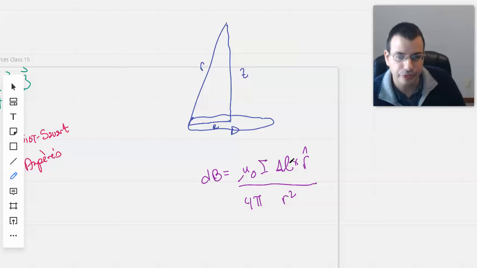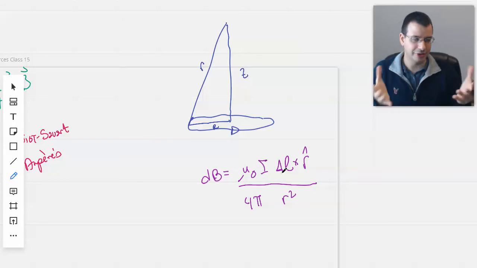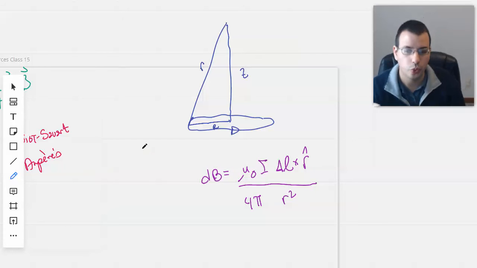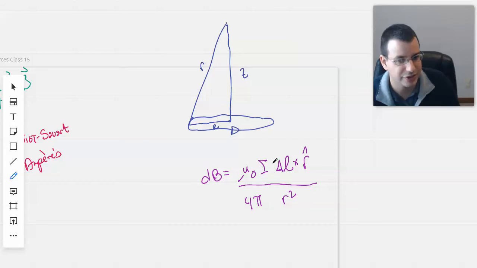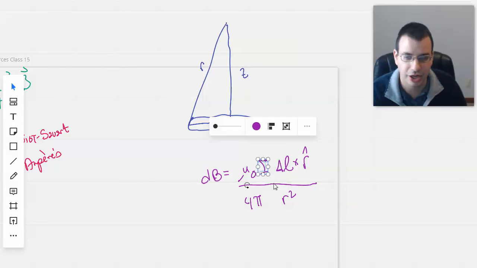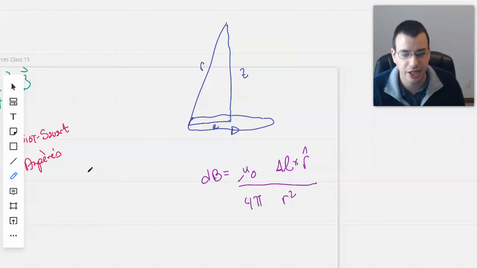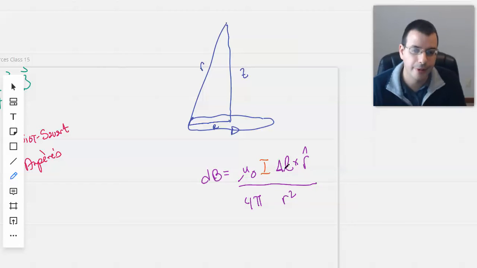So it looks fairly intimidating, but most things here are constant. We know that mu is just 4 pi times 10 to the negative 7th. We have I, which I made look kind of like a backwards 7 that's underlined, which it's not. It's actually supposed to be just an I. It's the current of the loop.